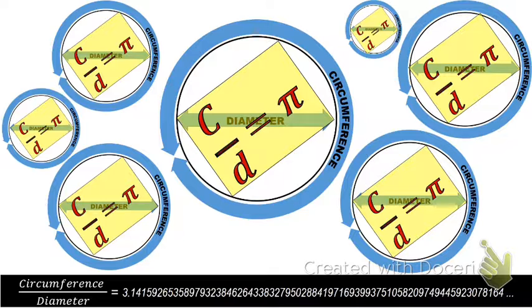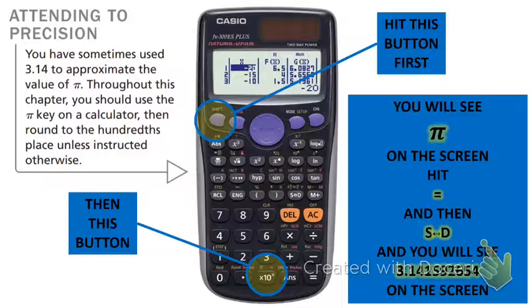The directions in our textbook are written right on the top left-hand side of the screen right now. Attending to precision: you have sometimes used 3.14 to approximate the value of pi. Throughout this chapter, you should use the pi key on your calculator, then round to the hundredths place unless instructed otherwise. So how do you use the pi key on your Casio FX300ES Plus?